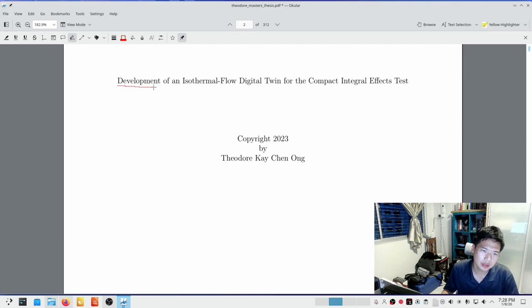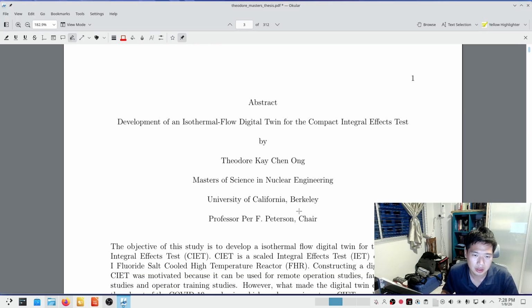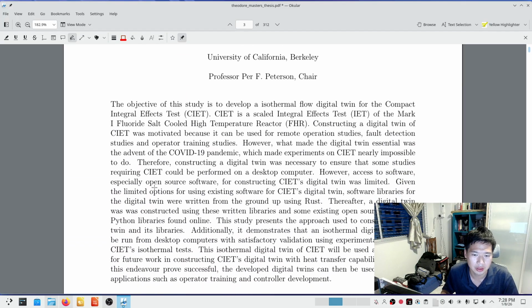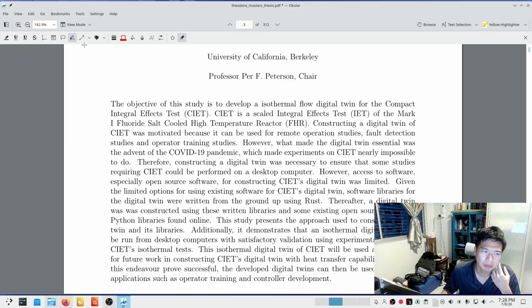So it says here development of an isothermal flow digital twin for the compact integral effects test. Isothermal means constant temperature, no heat transfer there. Here are some of the important pointers. This is the abstract.